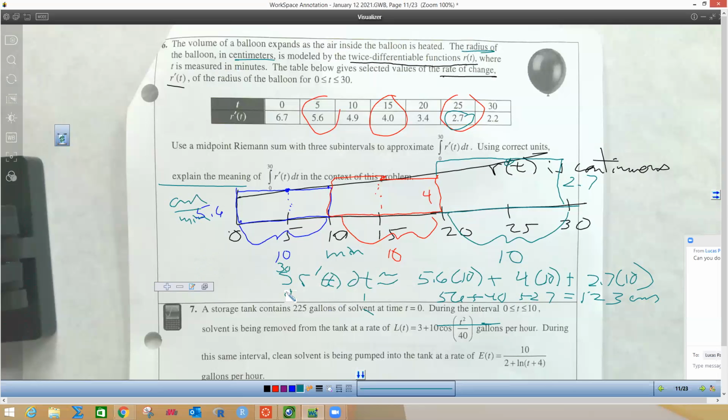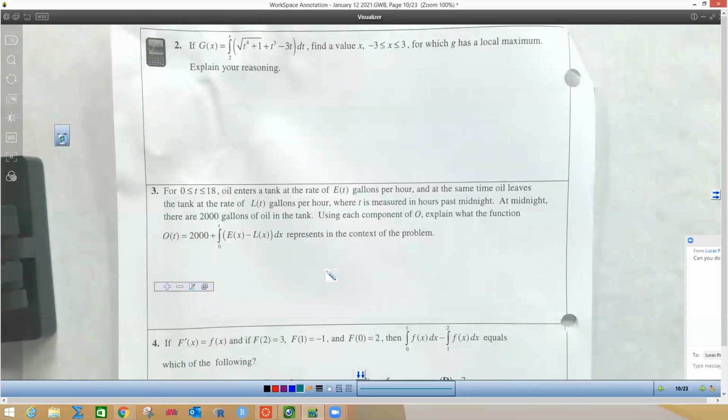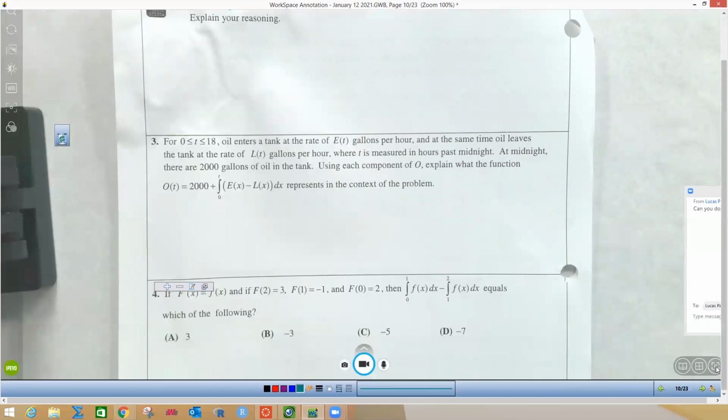All right, we're going to go and do another problem somebody wanted, which was 4. Oh, I hope it's on there. Oh, it's on there just perfectly. All right, now this says that the derivative of capital F of x equals f of x. F of 2 is equal to 3. F of 1 is -1. F of 0 is 2. Then the integral from 0 to 1 of f of x minus the integral of 1 to 2 of f of x dx is equal to which one of these?